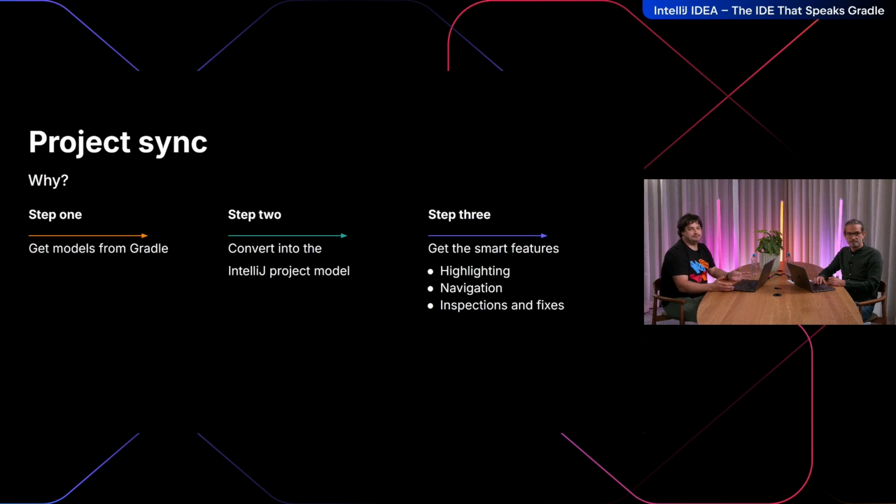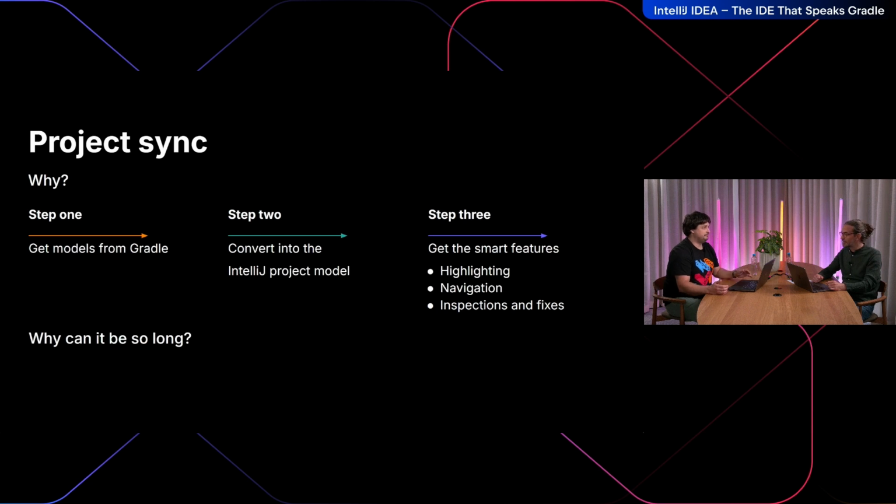And why do we need it? Well, we obviously need it to provide all the features we have, because all the highlighting, all the code navigation, especially all the inspections and fixes, refactorings, all rely on the project model. So basically, the sync is needed to get that project model in the most accurate and robust way, so you can work with any project inside the IDE and be sure that you have everything correct and it navigates you to the proper place.